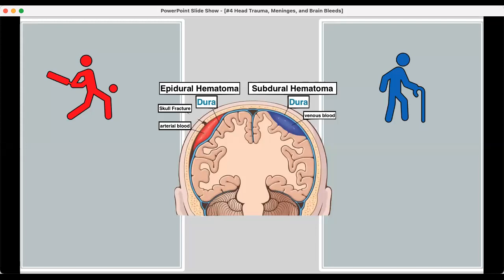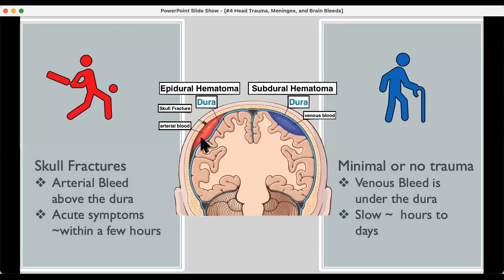The one on the left, this is the trauma. This is associated with a skull fracture. Epidural hematoma is happening above the dura layer. Subdural happens beneath the dura. And these are very minimal trauma. It's very slow. It can take hours to days. And this minimal trauma is more associated with people that may have atrophic brain matter.